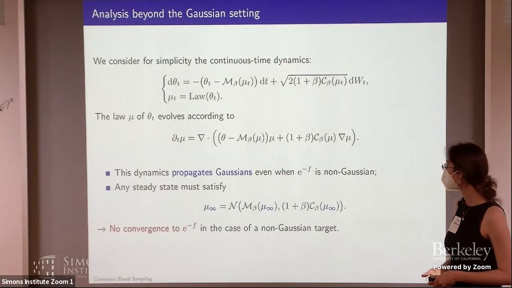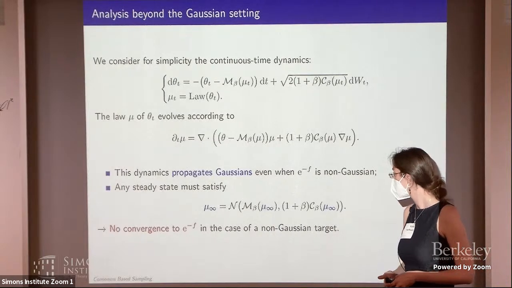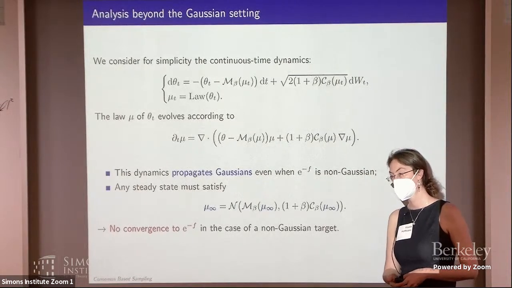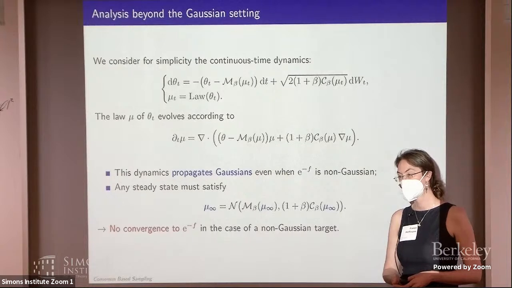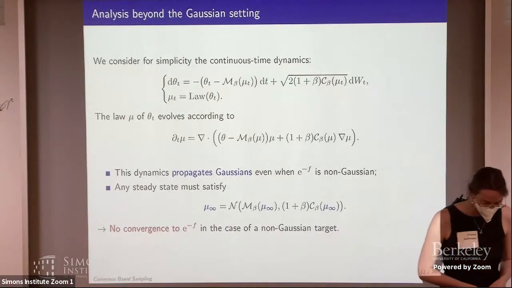Is mu infinity an approximation of the target distribution? Sorry, I mean, mu infinity is an approximation of the target distribution, right? But is this approximation optimal in some sense? Is this the one which would minimize the KL divergence with respect to the target distribution, or something else? That's a very good question.